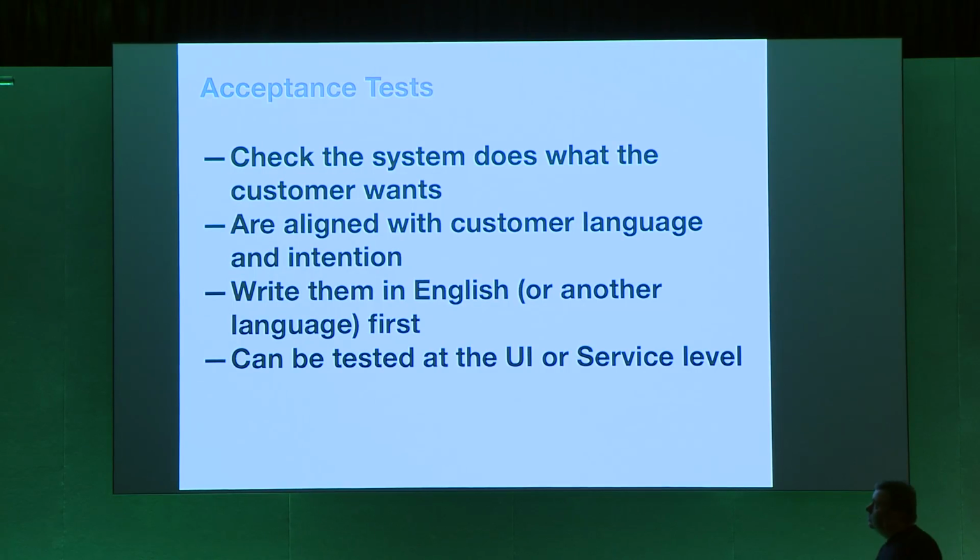So we check that the system does what the customer wants. They're aligned with the customer's language as much as possible. So you write your acceptance tests after talking to the customer and having a conversation about what it should do. You write them in English or your native language first. So you have the conversation first, and then you're going to translate them into code. And they can be tested at the UI level or the service level, depending on whether you have services or not.